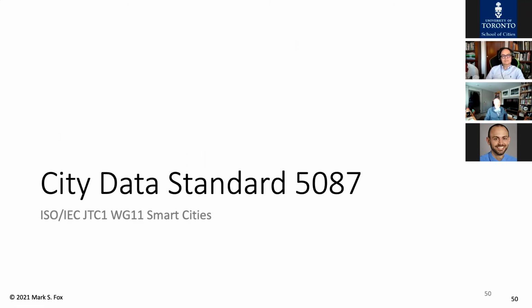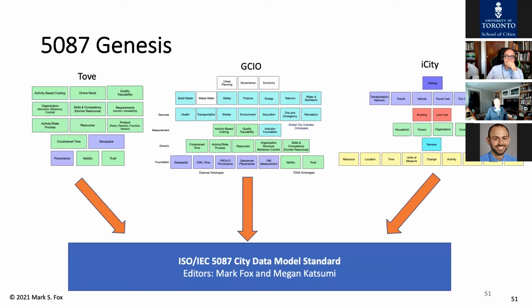I just want to put in one other plug. The major focus of my research right now is on city data, on ontologies for city data. And as part of my research in that area, I'm also the editor of what's called the 5087 series of standards for city data in smart cities. This is taking work that I and my group, others in the group, and a whole host of people involved over the years have done in the development of ontologies, from TOVE in the 1990s to the Global City Indicator ontology in 2010 and subsequent, and iCity in 2015 and subsequent years. All of that is feeding into this standard that both Megan Katsumi and I are developing.